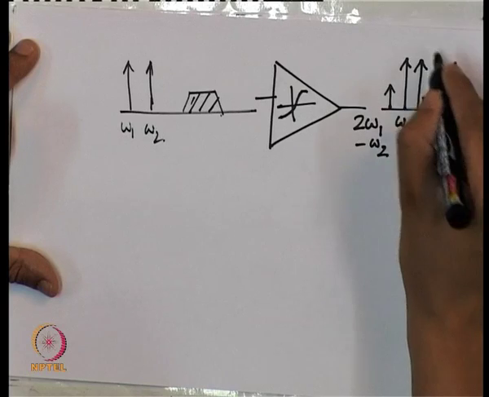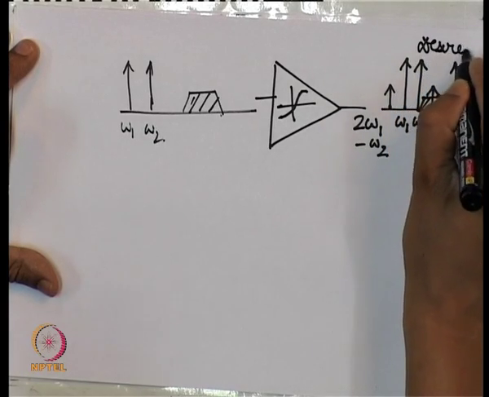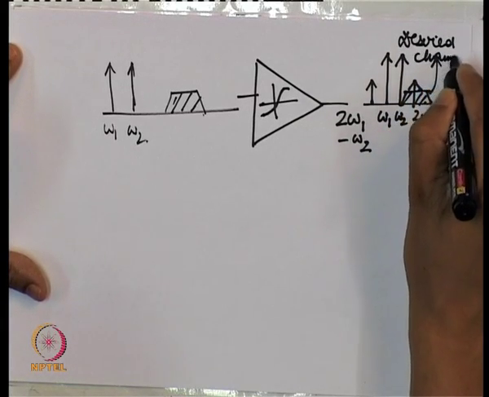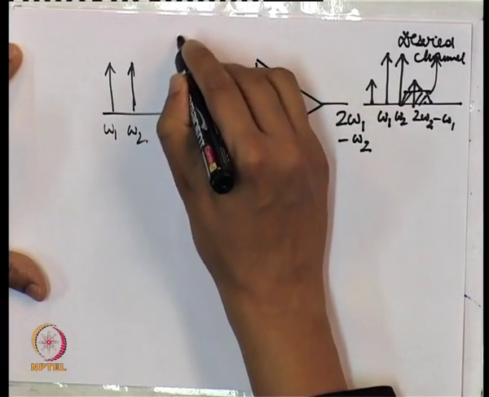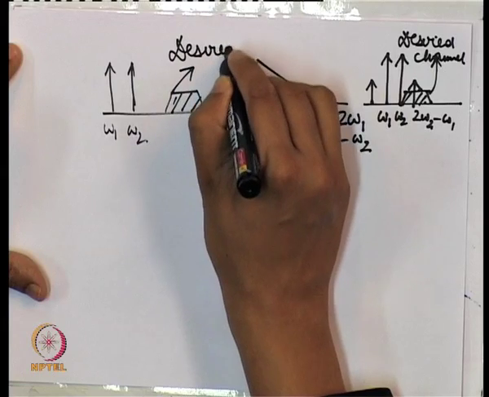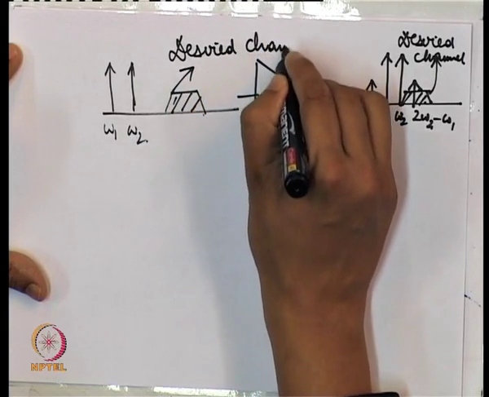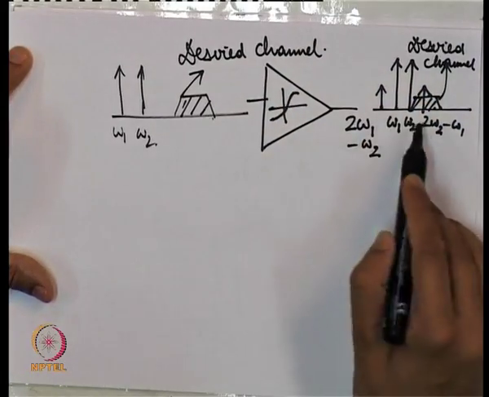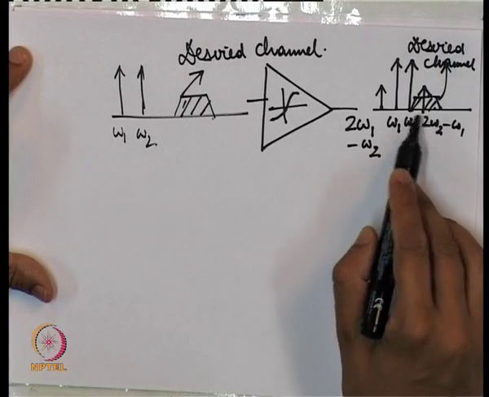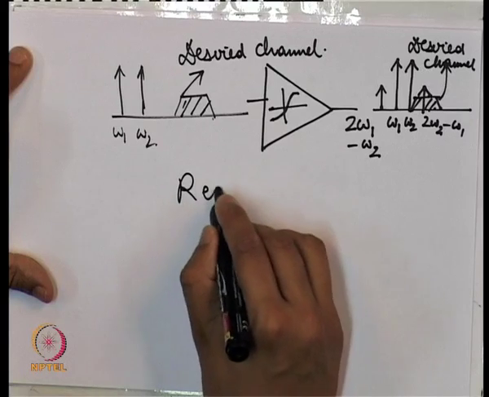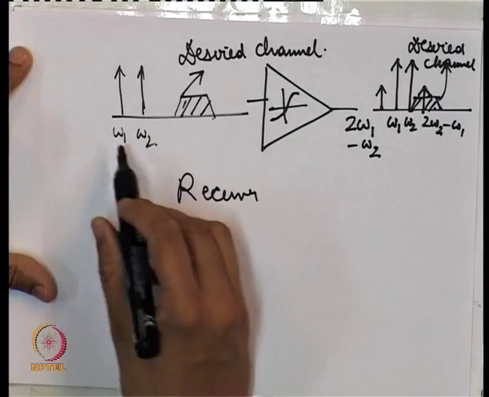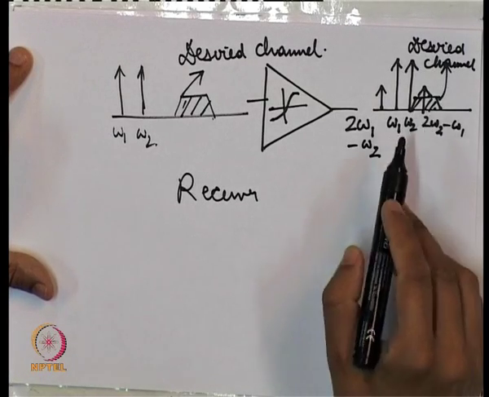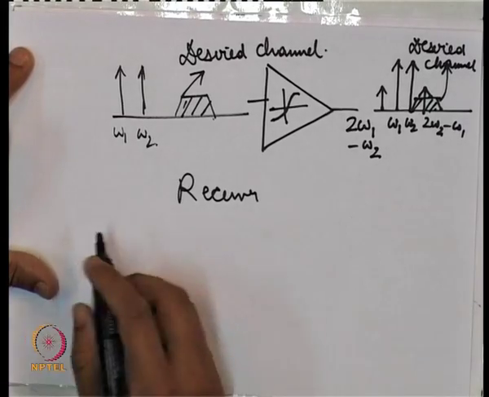So this is our desired channel. This is our desired channel, and this is the problem seen in the receiver: we have a desired channel, but because of the interferers there are now additional components in the desired channel, and thereby it corrupts the desired channel.